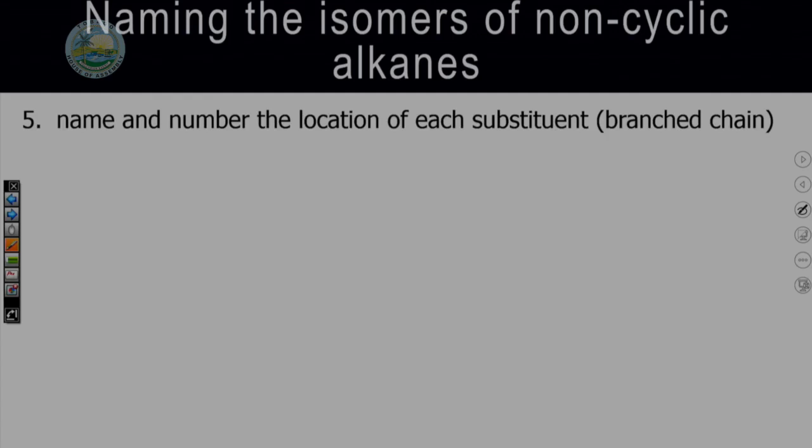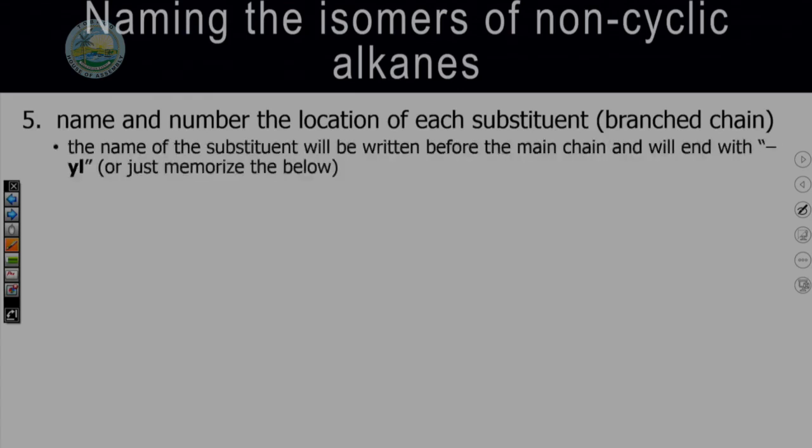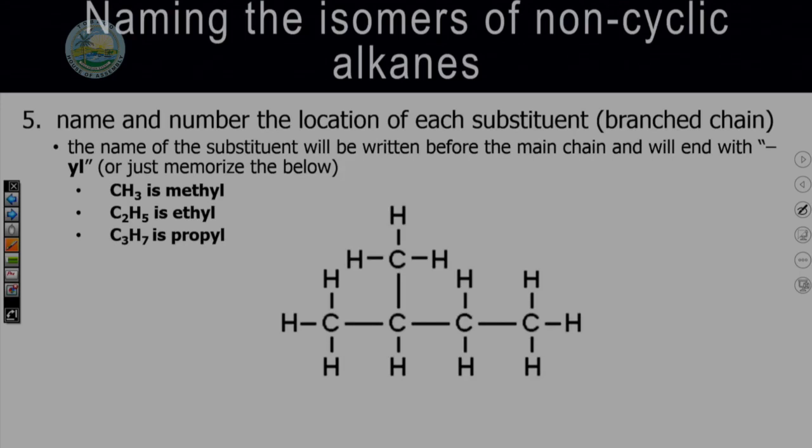Next, 5. Name and number the location of each substituent branch. All right. So the name of the substituent will be written before the main chain and will end with "il." So if it has a CH3 group, it will be methyl. If it has a CH2 group, well, 2 carbons connected in the branch, then it's going to be ethyl. So I'm going to demonstrate.